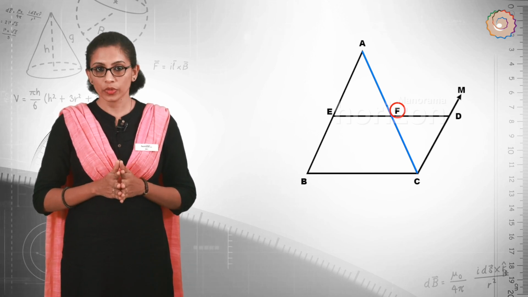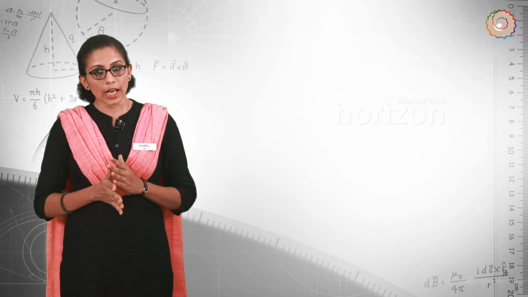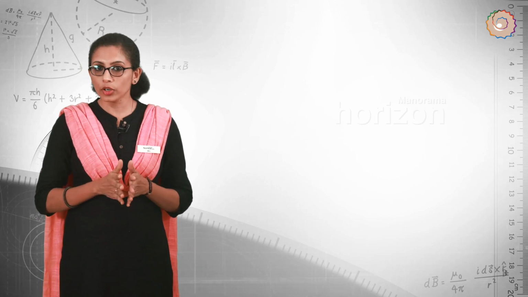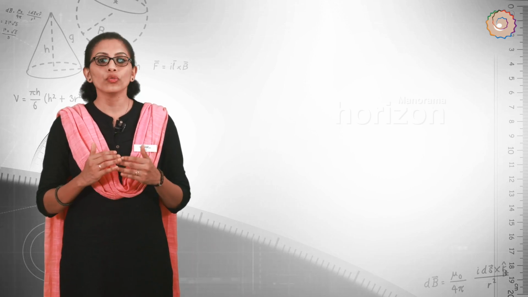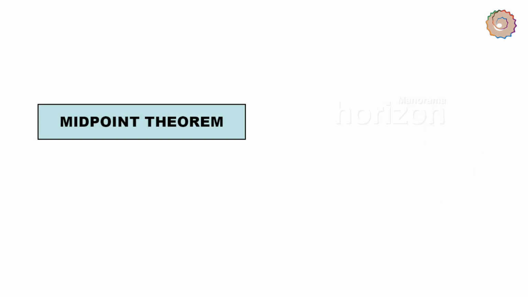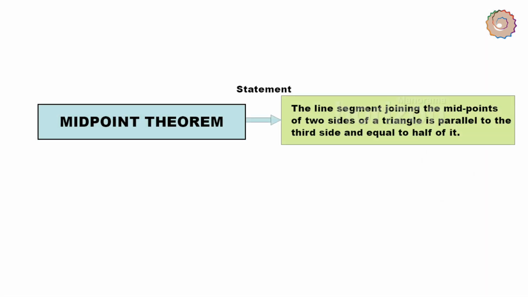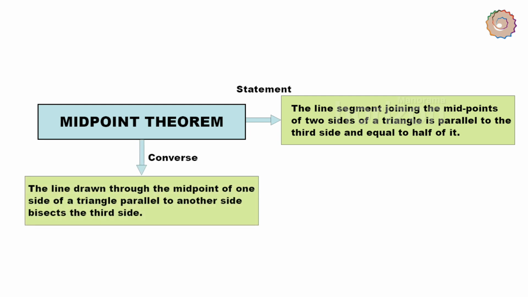Hence, proved. So, in this section, we have learned about the midpoint theorem and its converse along with their proofs. Let's have a recap. The midpoint theorem states that the line segment joining the midpoints of two sides of a triangle is parallel to the third side and is equal to half of it. Now, the converse of the midpoint theorem we have seen: the line segment drawn through the midpoint of one side of a triangle parallel to another side bisects the third side.